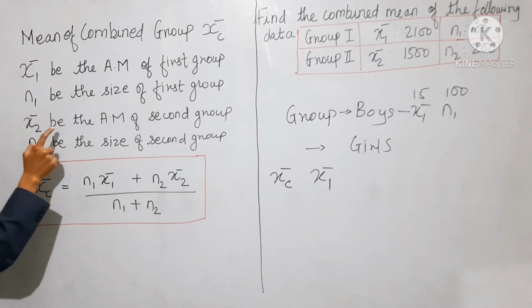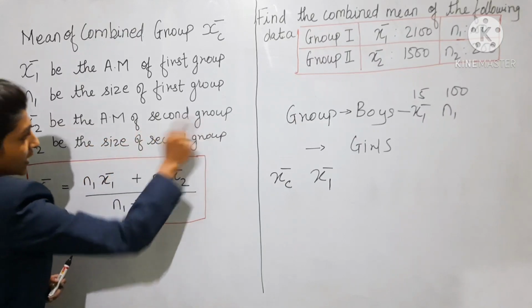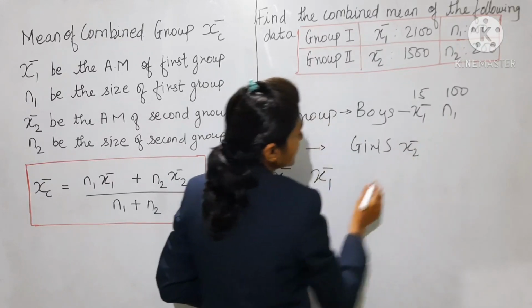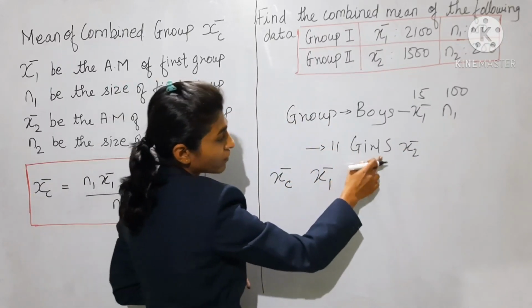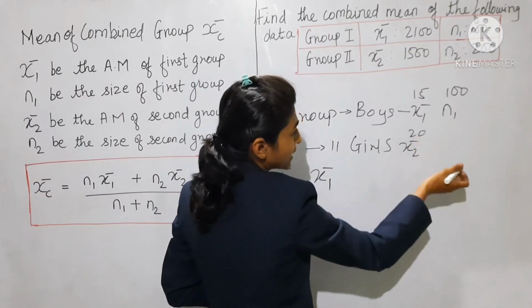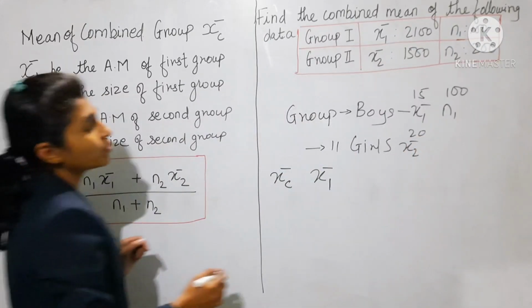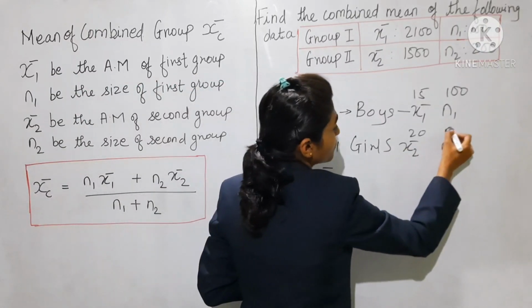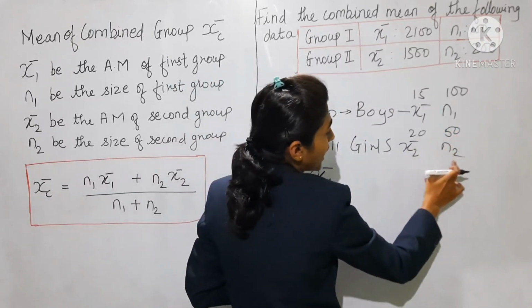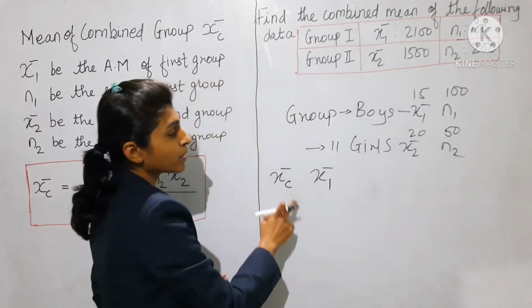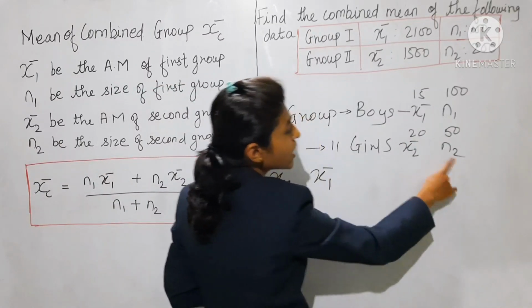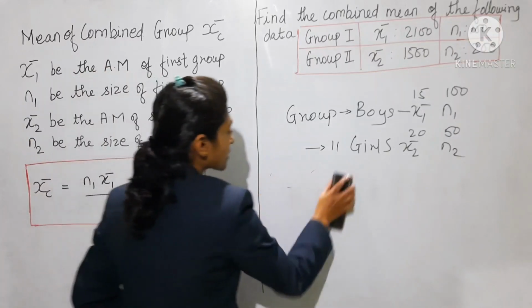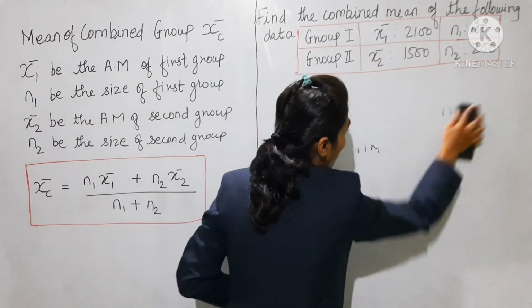Next, x bar 2 means the arithmetic mean of the second group. Suppose group 2 is of girls. So the mean of girls will be 20, consider 20, and n2 means the number of observations. Suppose there are 50 girls, so n2 is 50, the number of observations of group 2. In this way we can find the arithmetic mean of two groups of different sizes.